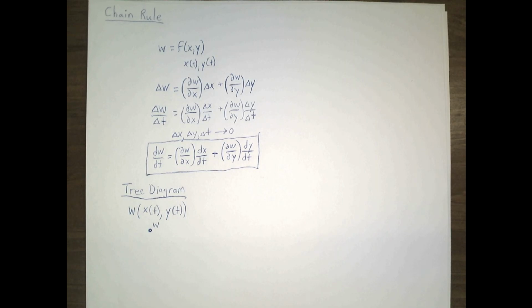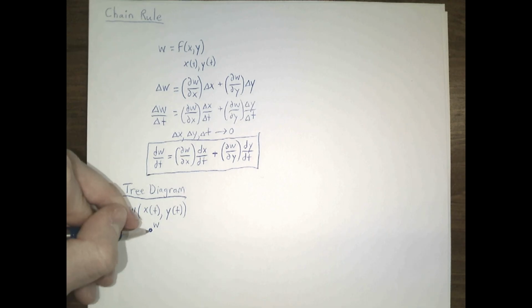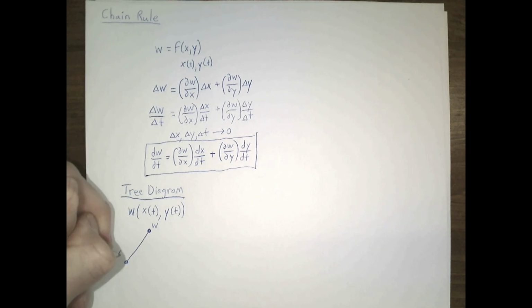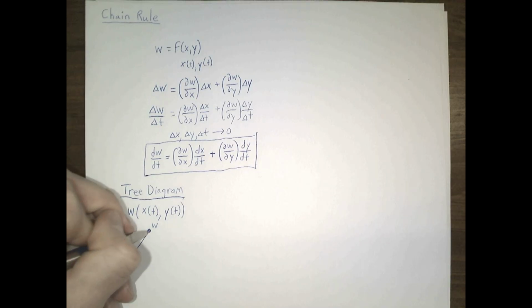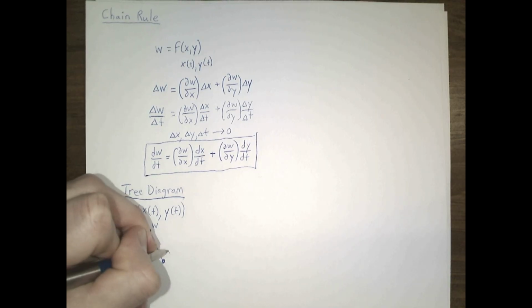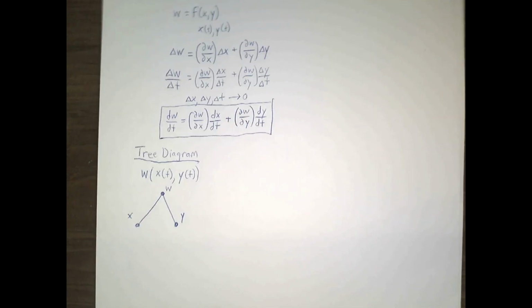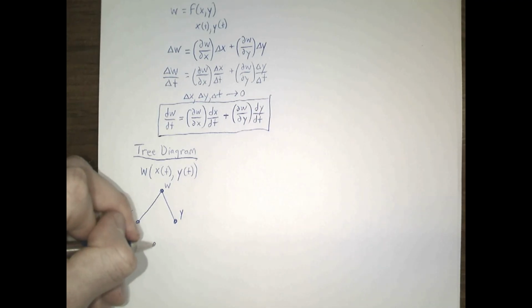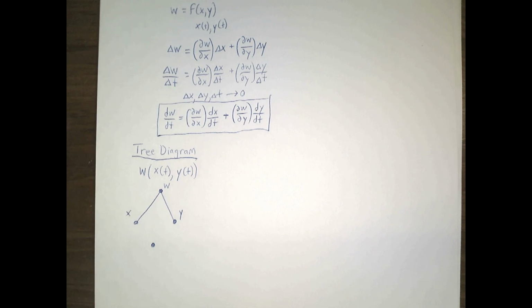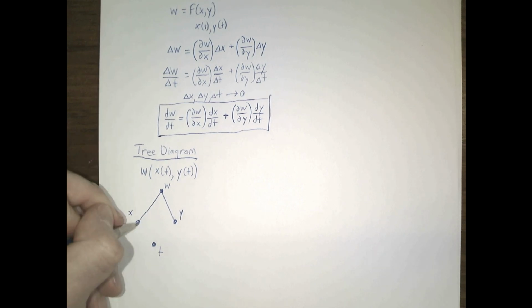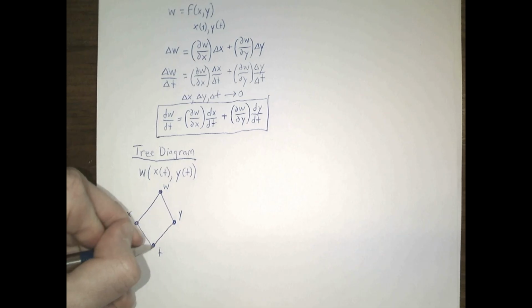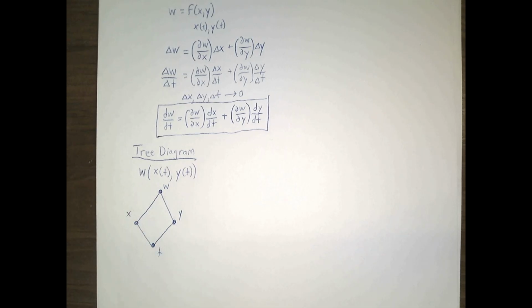There's two possibilities for what w can depend on. w can depend on x. We draw another node there to represent x, and we go to some other branch over here with the y. Well, y and x both depend on the third variable, t. So we draw its own little node down there. We label it t, and then we connect x and y to that. So now we've built this kind of diamond. This one doesn't look especially tree-like, but we call it a tree diagram anyway.